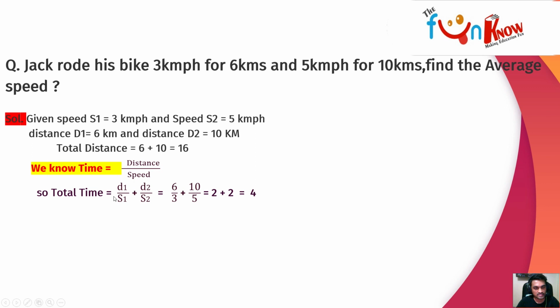So the total time is equal to the first distance, 6 kilometers divided by 3, plus 10 kilometers divided by 5. 6 divided by 3 gives you 2, 10 divided by 5 gives you 2, which is equal to 4. So now that you have total time and total distance, you can calculate average speed. So average speed is equal to total distance over total time, which is 16 divided by 4, which gives you 4 kilometers per hour. Were you able to get this answer?